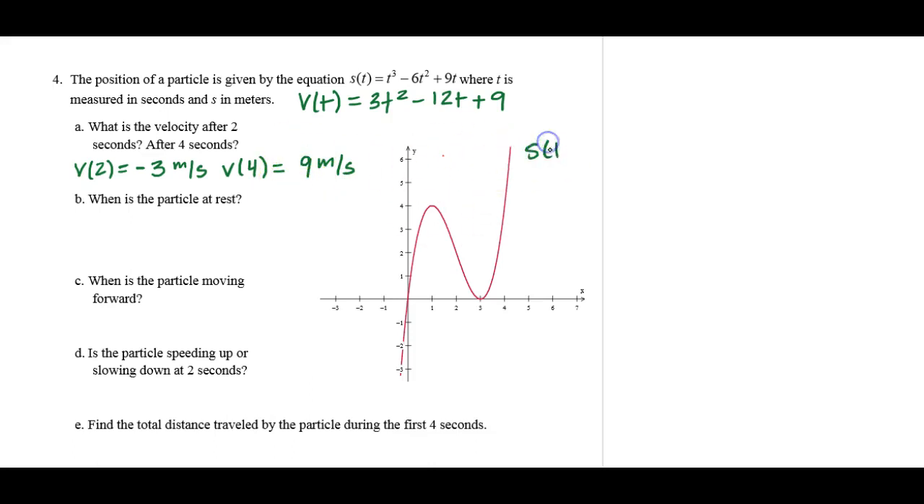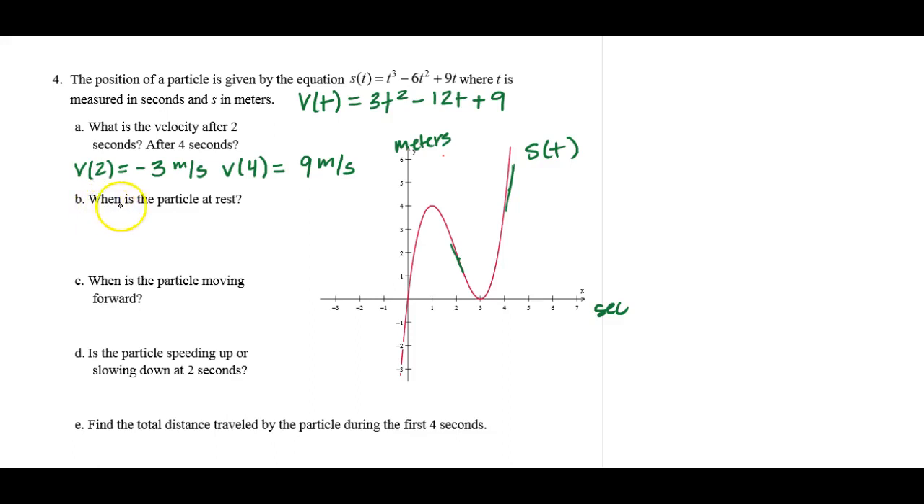This would be the position function s of t. So the vertical axis units are meters, and the horizontal axis is seconds. So what we just found is that at time 2, if I were to draw a tangent line, that instantaneous rate of change, that velocity, is going to be negative 3. And at 4, if I were to go up to the graph, maybe way up here, and draw a tangent line, that instantaneous rate of change would be 9 meters per second.